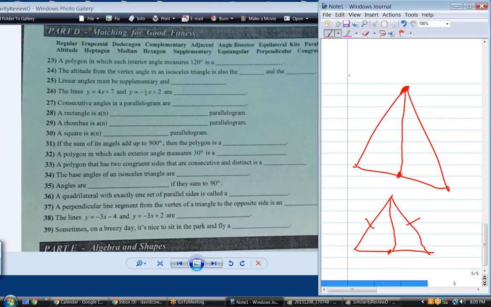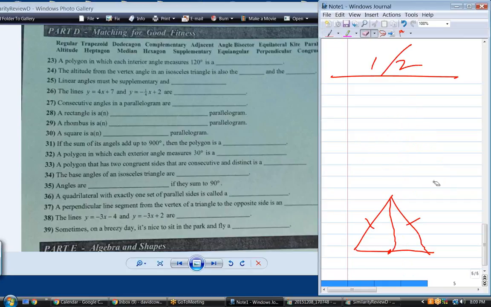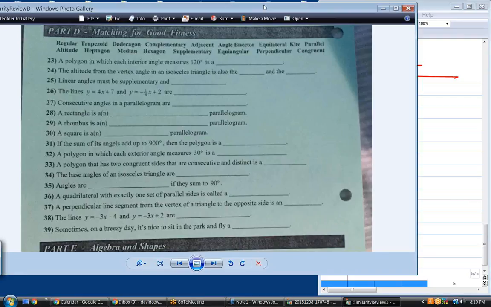Here's what they mean by linear angles. 1 and 2 are linear. So we know they're supplementary. What else are they? Adjacent? Okay.